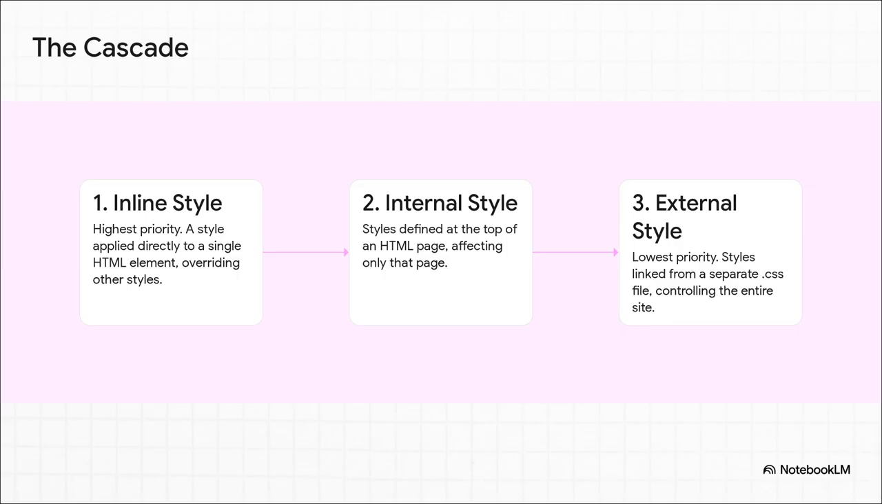So, what's the cascading part all about? Well, think of it like a waterfall of rules. Styles cascade down in order of priority. The most general rules are in that external file for the whole site, but you can override them with styles inside a specific HTML page. And you can get even more specific with an inline style on just one single element. This system gives developers this incredible fine-grained control to set global rules, but also make tiny exceptions wherever they need to.